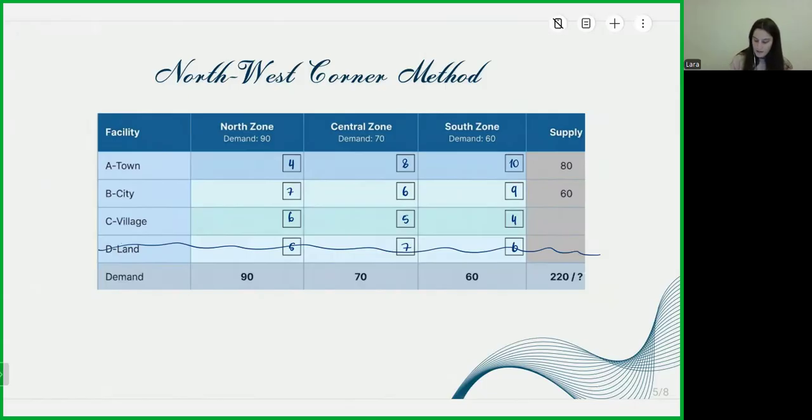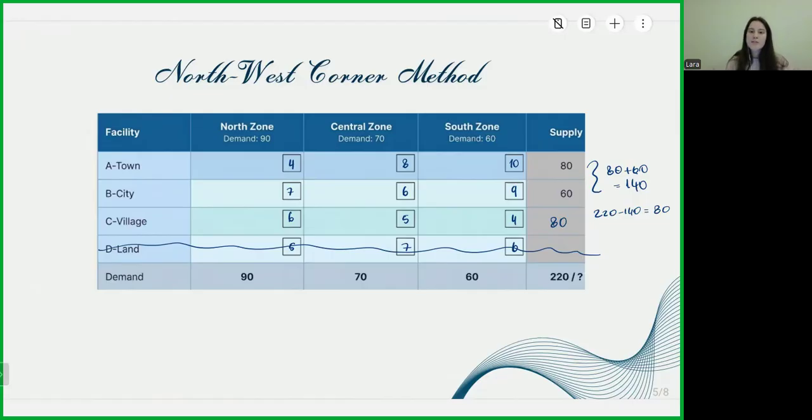So how do we do that? We have to sum up 80 and 60, which is 140. And then to find out how much C village can supply, we have to subtract 140 from 220. And if we do that, we get 80. So 80 is the amount of supply C village can allocate.